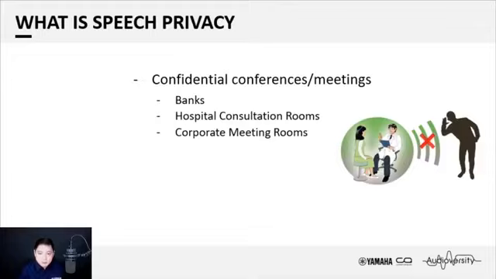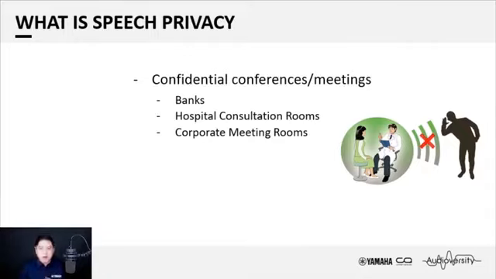So who is it for? It is for applications where we want confidential conferences or meetings, where you don't want other people to easily eavesdrop. I'm not talking about people who want to hear on purpose. It's for people accidentally hearing or listening in on your private conversations. So basically places like banks and hospital consultation rooms, where you don't want people to hear what you are sick from.